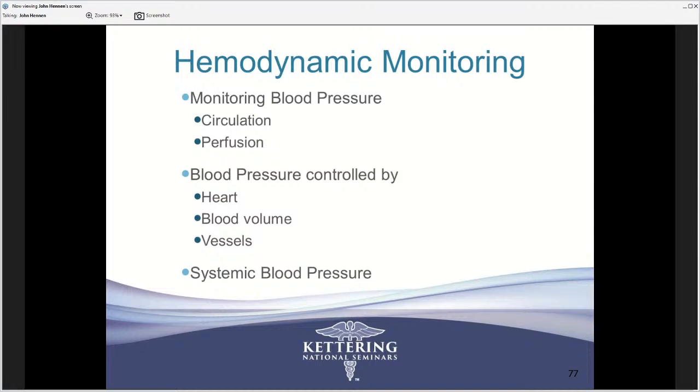And let's talk about physiology of blood pressure. Let's talk about how blood pressure is controlled. And it's really only controlled by 3 different things here. If you understand how blood pressure is controlled, then you've really got the essence of what hemodynamics is all about, because all we're looking at is how blood moves through the body. That's all we're looking at.